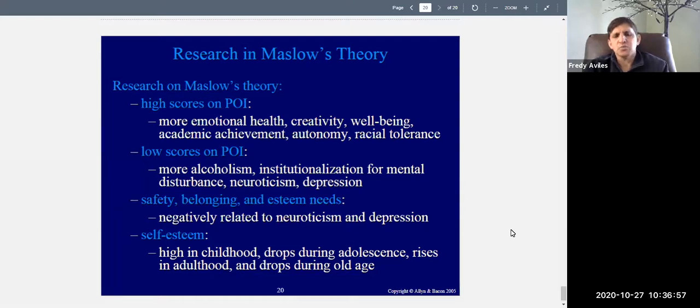Self-esteem tends to be high in childhood. You're relatively happy. It drops during adolescence as you assess yourself more and compare yourself more, and then rises again in adulthood as you achieve some success and raise a family and things like that, and then drops in old age when your abilities start to decline and you also start losing friends and loved ones.